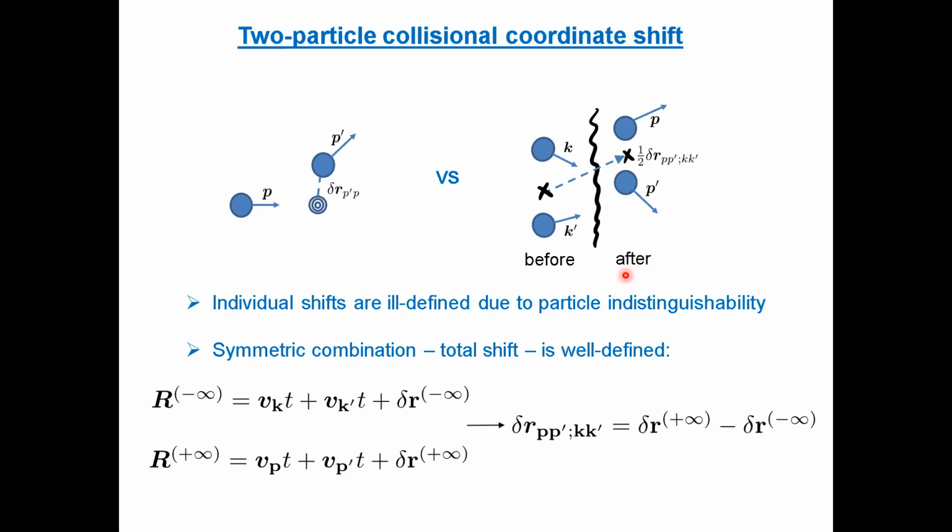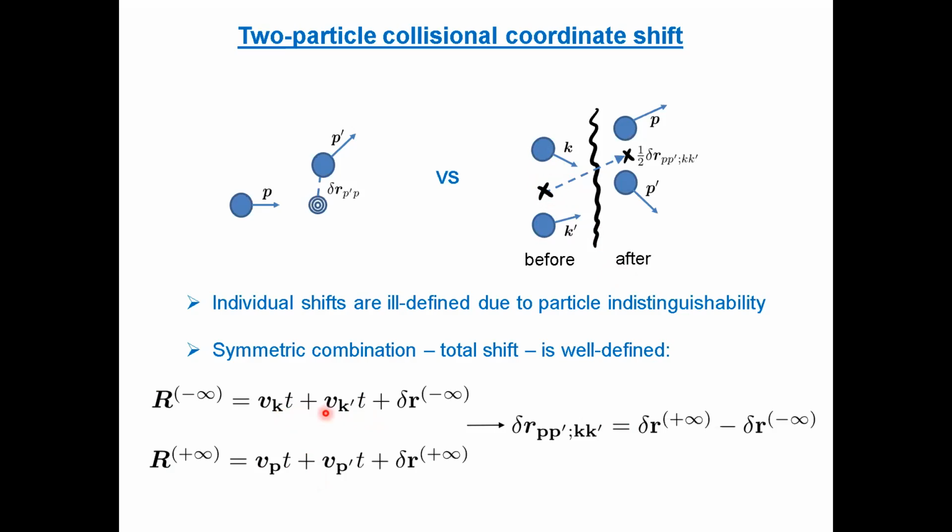Just to give you a glimpse of how to calculate it, you calculate the expression for the center of mass of two colliding electrons, and you evaluate it before and after the collision. And then you subtract the two quantities. Of course, this center of mass will have the trivial part that advances with time with the average velocity.